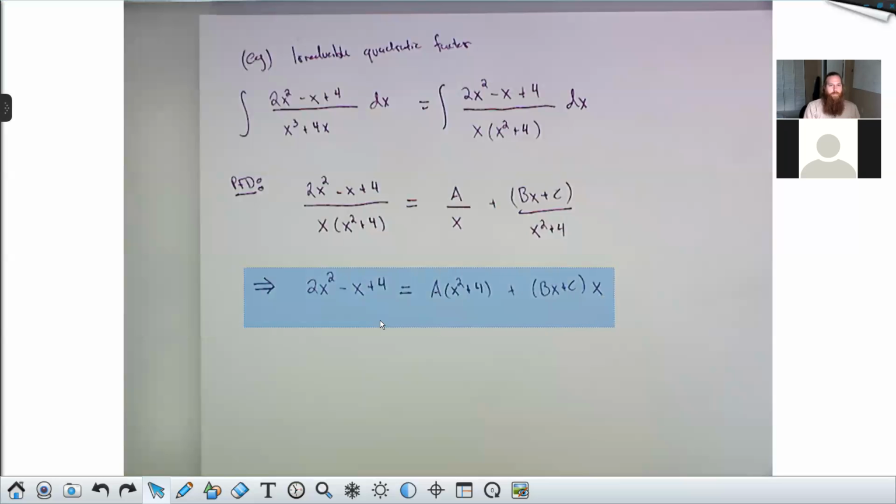I could now multiply everything out on the right-hand side, collect up the coefficients of x, x squared, and constant terms, and set them equal to -1, 2, and 4, respectively. But instead, I'm going to use the Heaviside trick to recover as much as I can. In this case, I will only be able to recover A.